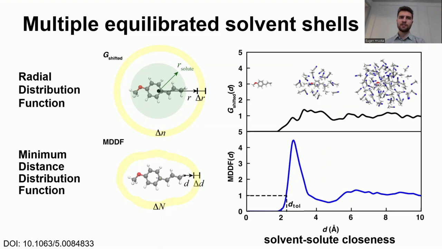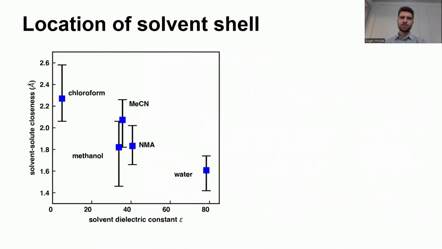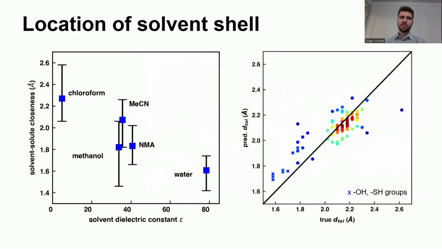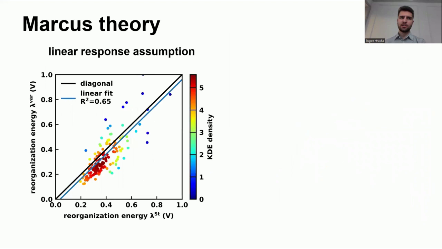Here I define the solvent solute closeness as the minimum distance where the distribution function reaches above 1. I observed an almost linear dependency of the closeness on the solvent dielectric constant. This closeness is also highly predictable from the molecule structure. Hydroxyl and thiol functional groups reduce the closeness because of the hydrogen bonds.